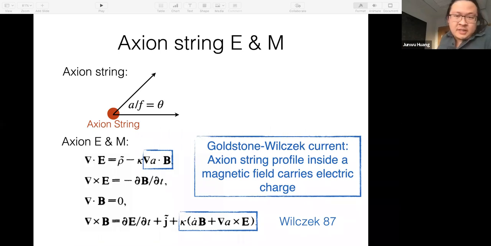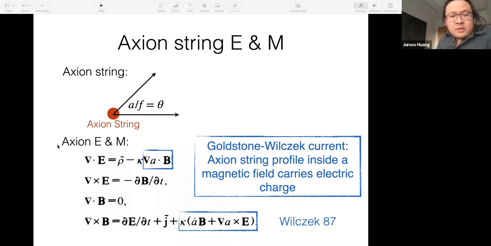So here, just to remind you, I'm talking about the axion string, where the angular direction around the axion string is a field, which is the axion field. And around the string everywhere, there is a gradient of the axion field, right? The gradient around the axion string is basically 1 over r.